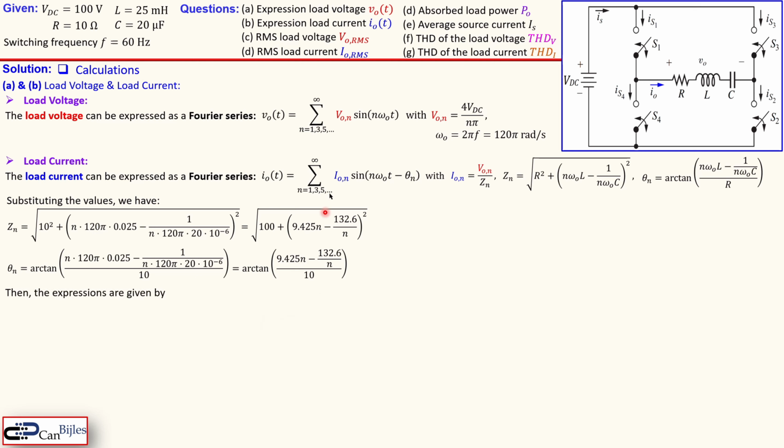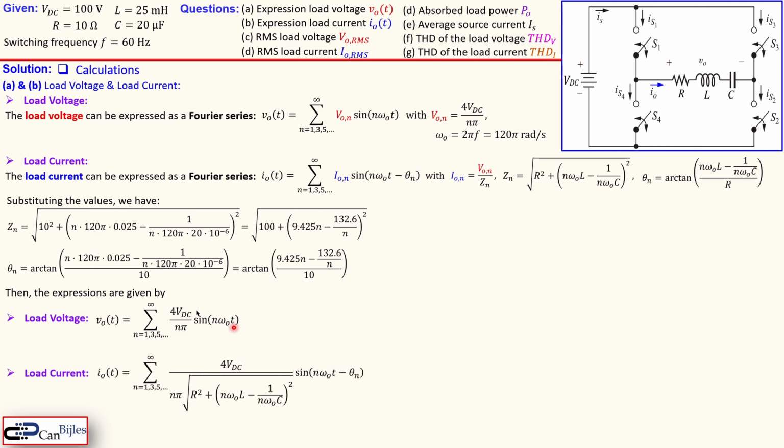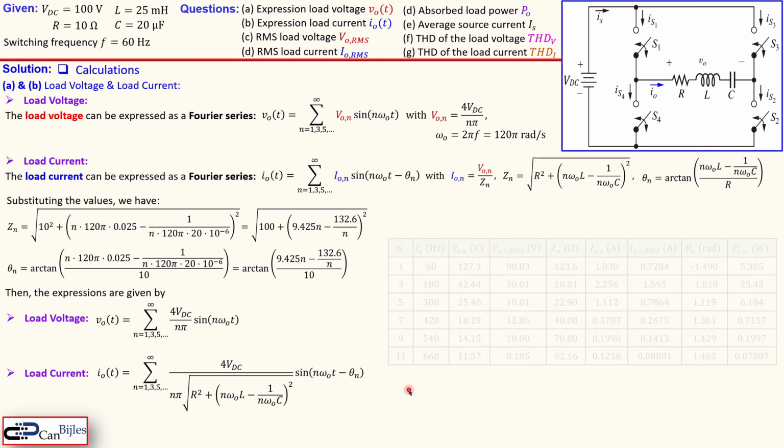Then the expressions are given for the load voltage and the load current as shown here. The first one, you see the VDC, 4 times VDC over n pi, in a general form. For the current it is the same thing, just divide by the impedance, and also include the phase shift we have seen here. So this is pretty similar, only the phase changes and also the coefficient in front. Everything, of course, with the odd indexes n = 1, 3, 5, 7, etc.